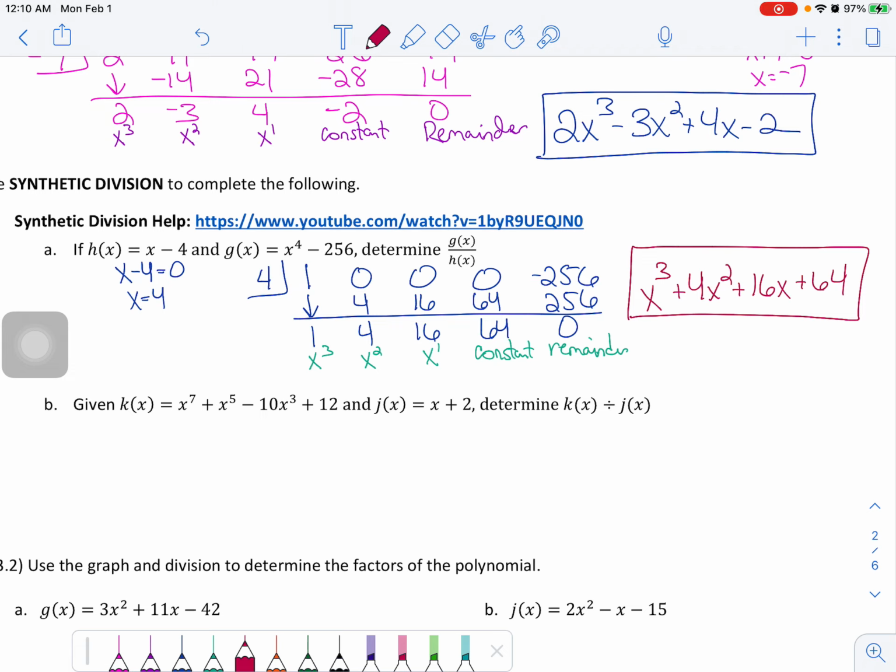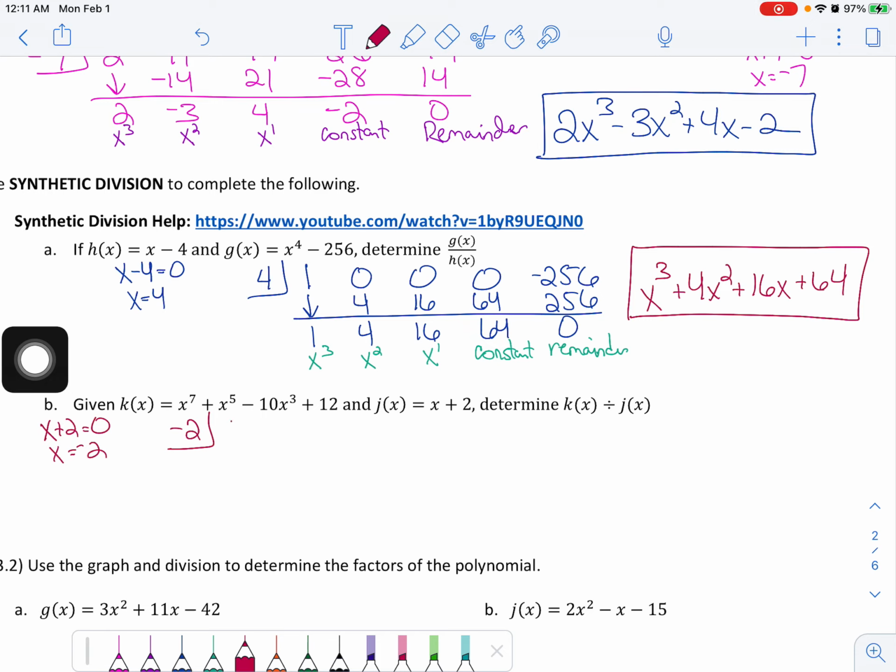All right, problem part B, given k of x and j of x, determine k of x divided by j of x. Okay, so same idea, but this time we're going to take x plus 2, find its 0, so negative 2. And I want to grab the coefficients of the k of x polynomial. Now this one, it looks like we're missing some of the even x terms. So we're going to have a lot of values that we need to fill in for placeholders.